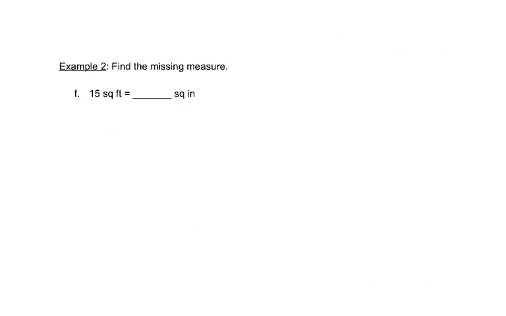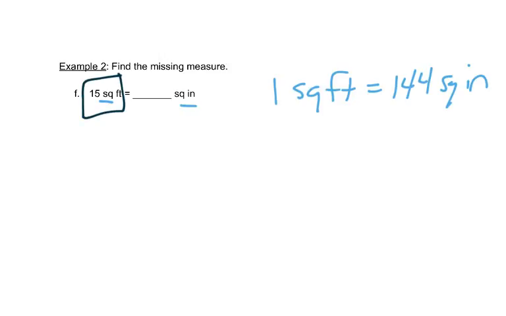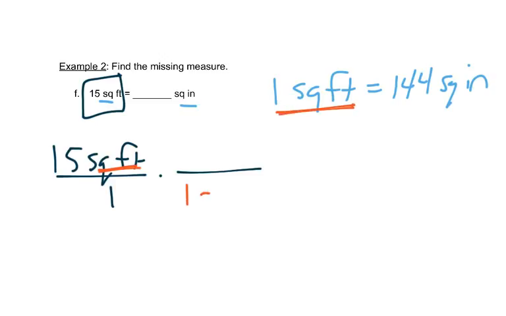So here we'll do the same sort of thing. Here we have square feet and square inches. So be careful, don't use the feet and inches. You need to look under the right hand side under area, and it tells us that 1 square foot is equal to 144 square inches. So we'll start with this 15 square feet over 1. Here the square feet are on top, so here we want the square feet to be on the bottom. The other side that's left will go on top.